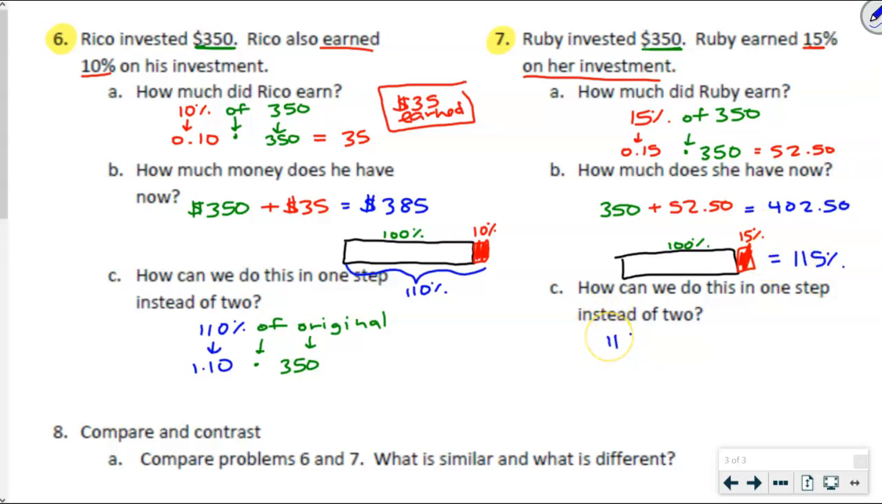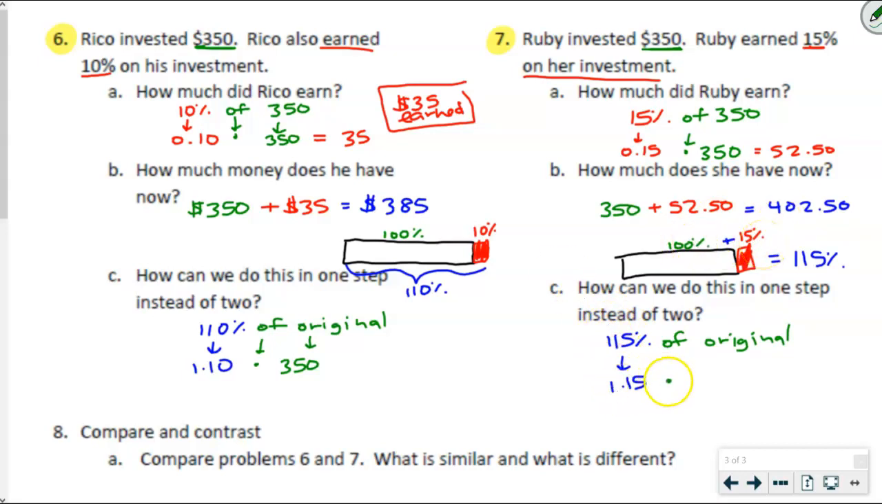Let me write that down. 115% of the original. Let's pause for a second. Where does this 115% come from? Where does that come from? 100% plus 15% is equal to that 115%. So notice I'm still showing my work in some way, shape, or form. I understand where this, what might seem random, 1.15 comes from because I added those together and showed my work for that.